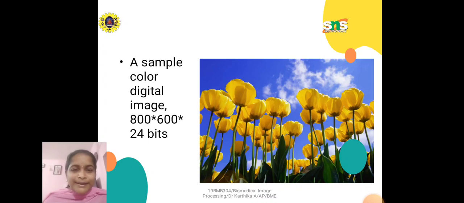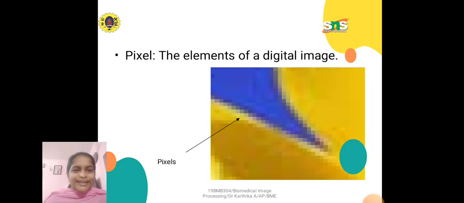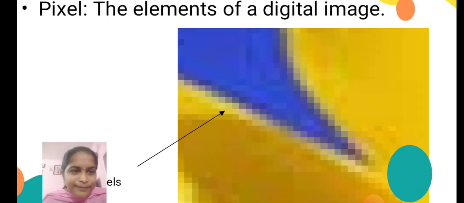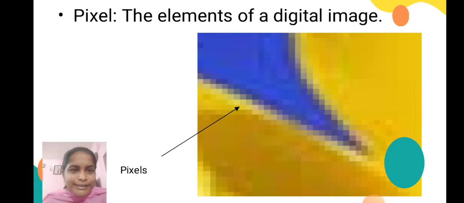See here a sample color digital image. Here the dimensions are 800, 600 and 24 bits. The gray level is 24. Then what do you mean by pixel in the image? See example 1. A pixel is just an element of a digital image. A single element of a digital image is called a pixel. See here, this is one pixel of a digital image.